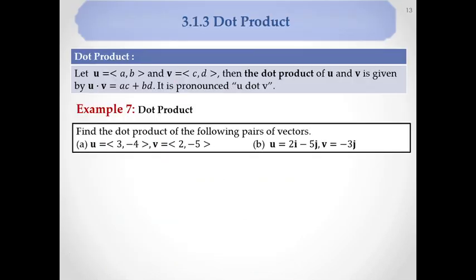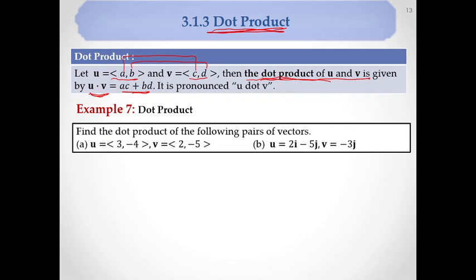Now we will see another operation on the vectors. We call it the dot product. Let u be (a, b) and let v be the vector with components c and d. We define the product of u and v, denoted u dot v, as follows: we multiply the x components and we multiply the y components and then add them. This will be the dot product of u and v.